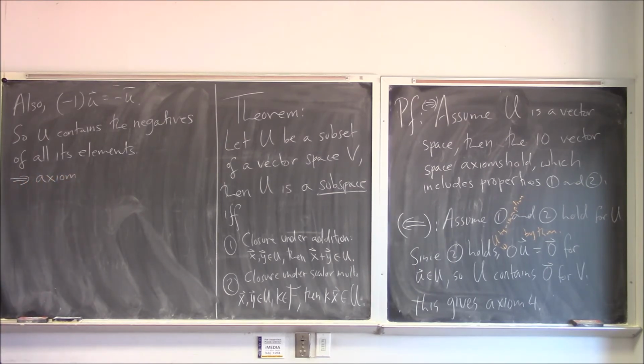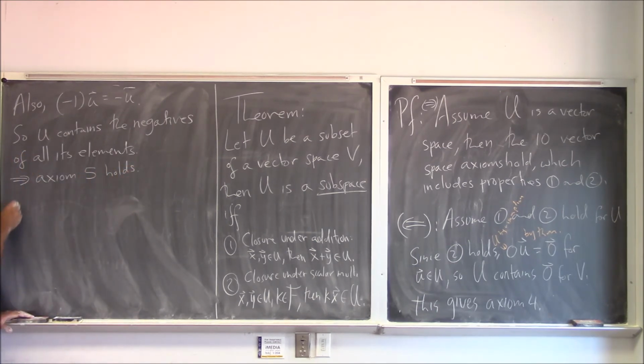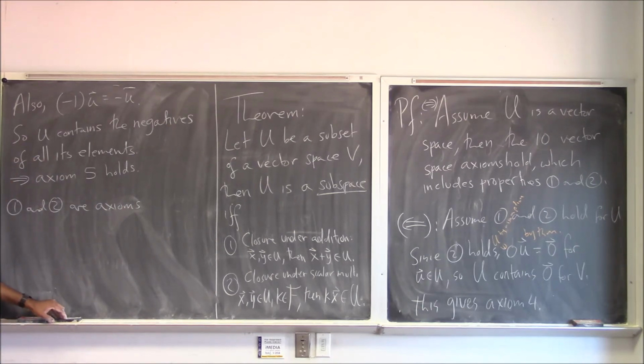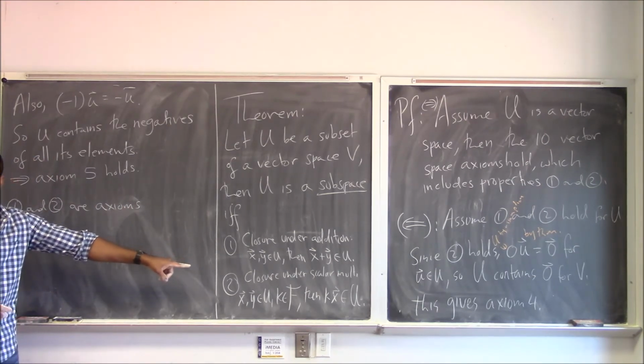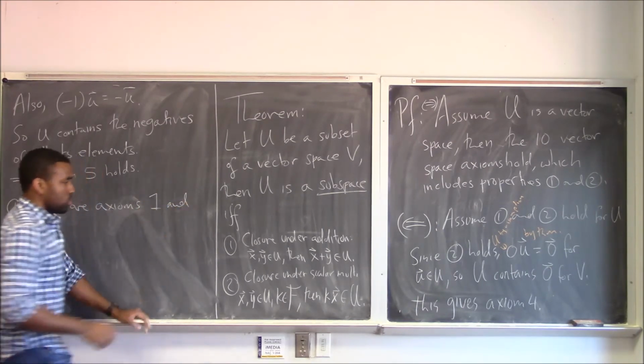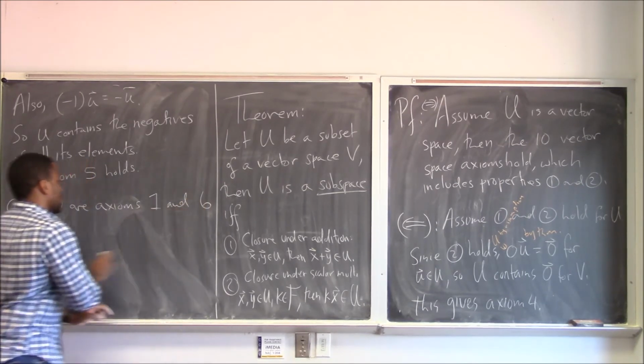What axiom dealt with negatives? I forget. Anyone remember where I wrote it down? That was axiom 5. Axiom 5 holds. 1 and 2 are axioms. What's the number that I gave them in the list? Closure under addition was axiom 1, was it? I believe that was axiom 1. Yeah. And closure under scalar multiplication was axiom 6. Yes. Our axioms 1 and 6 respectively.